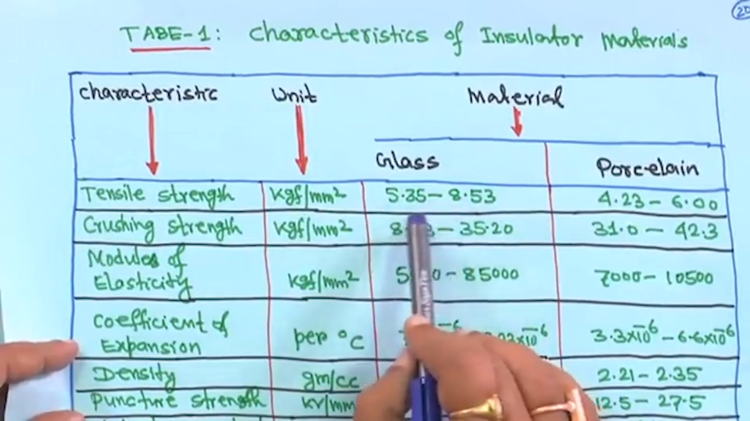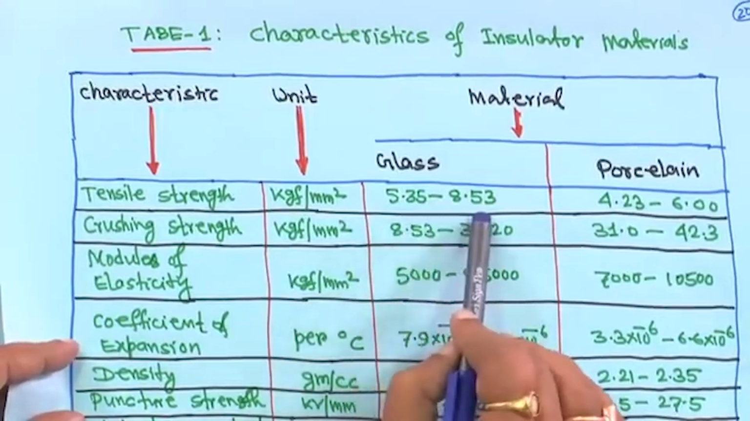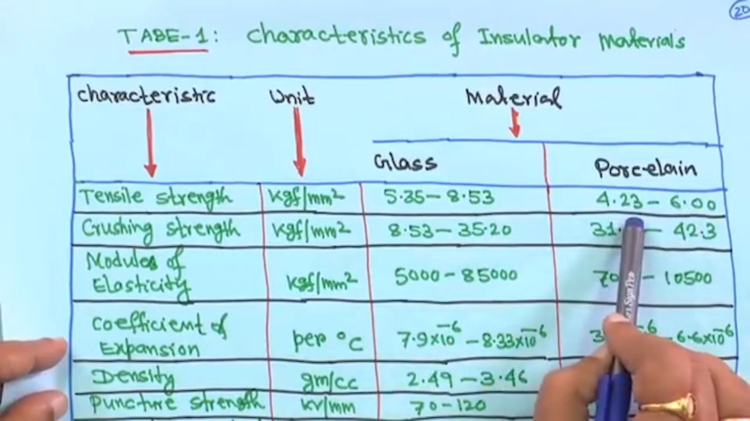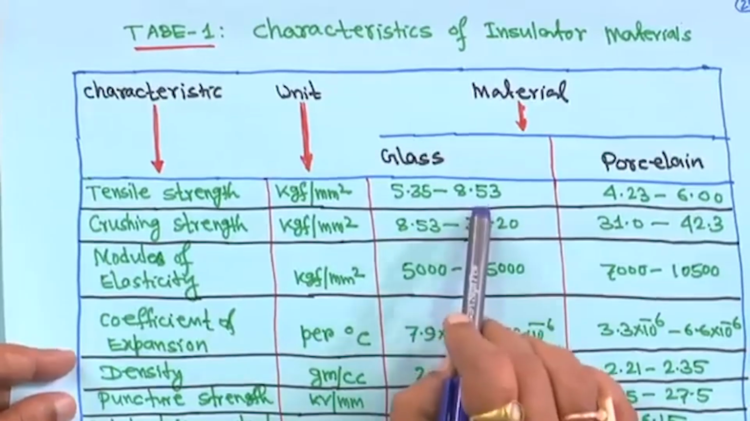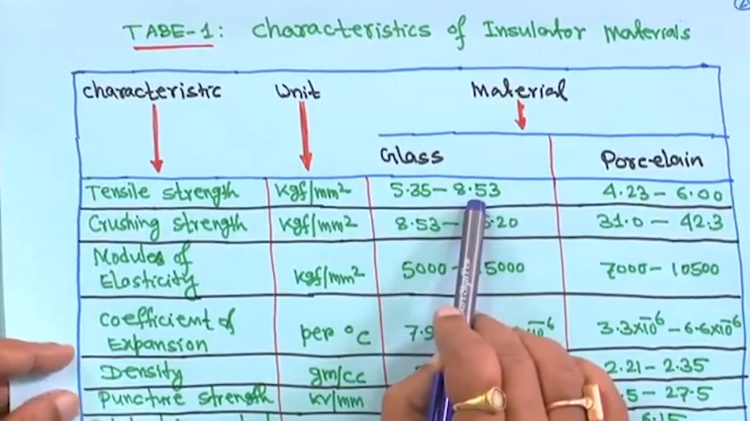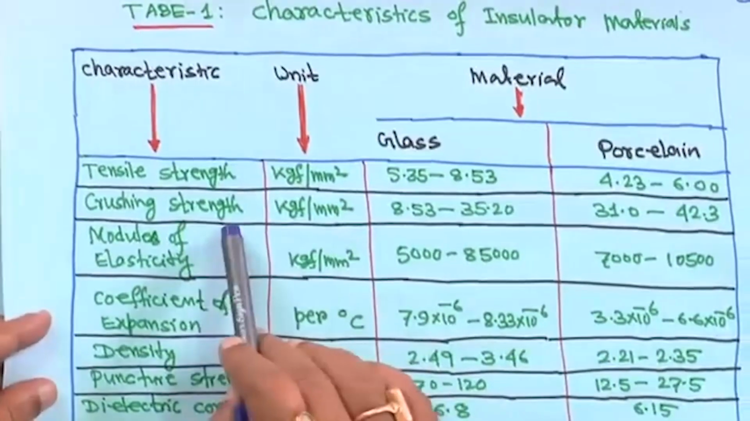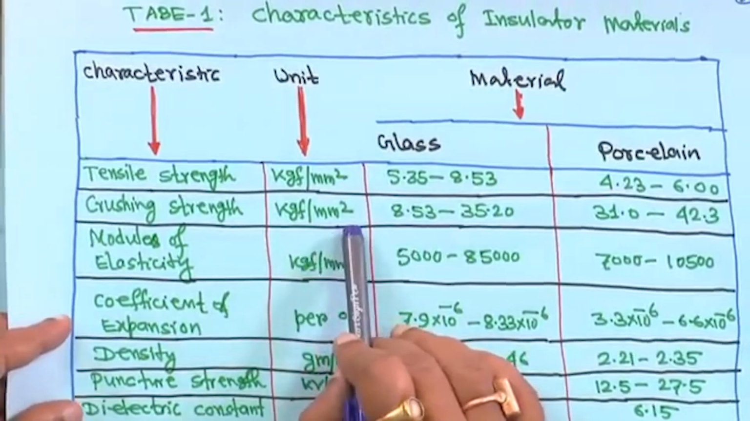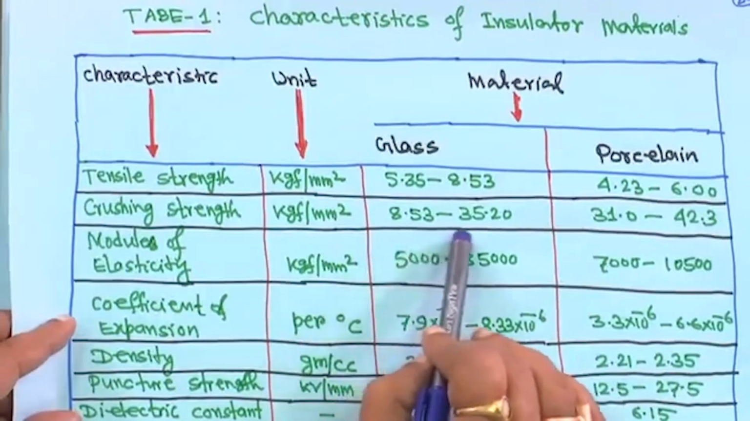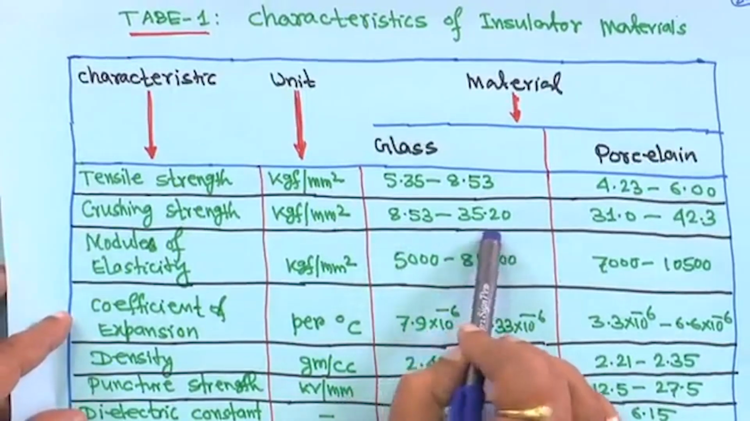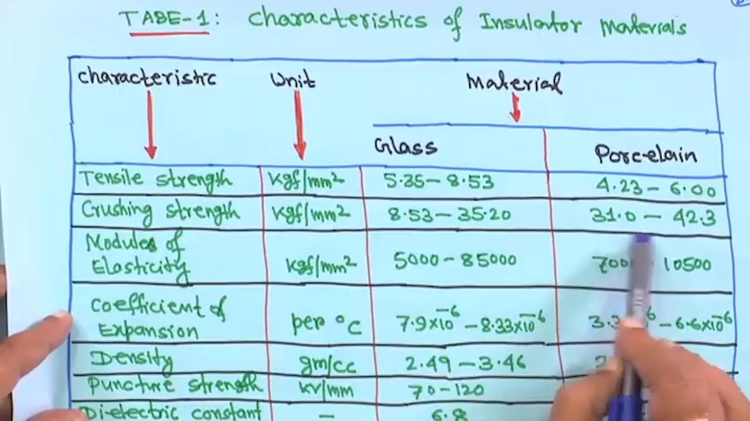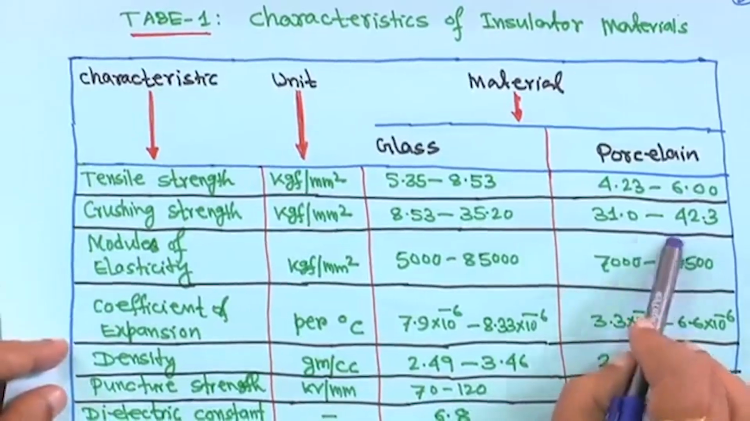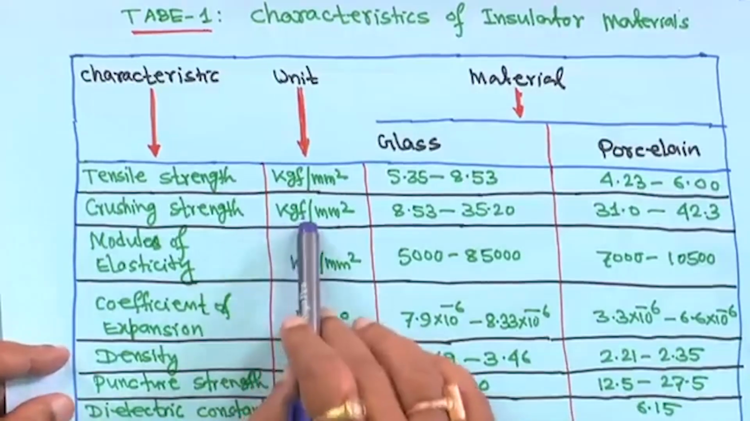In the case of glass it is 5.35 to 8.53, whereas in the case of porcelain it is 4.23 to 6. That means the tensile strength of glass is higher. Then crushing strength, again in kgf per millimeter square, it is 8.52 to 35.2 for glass, whereas it is 31 to 42.6 for porcelain. Crushing strength of porcelain is more than glass.